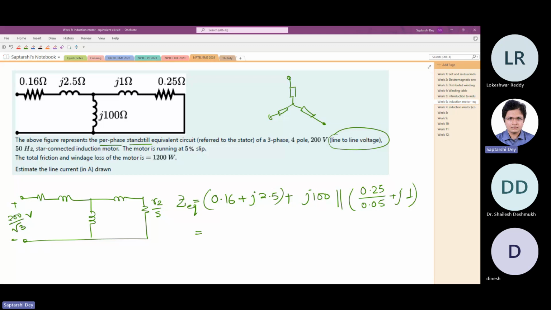Now you can use calculators to find this out. You can do hand calculation also, whatever. The final answer that will come out of this is 5.05 plus j3.73 ohm.